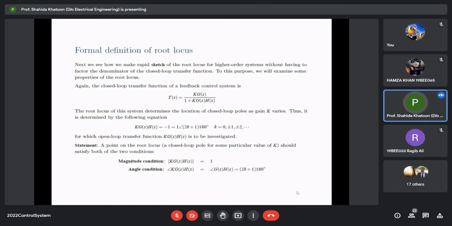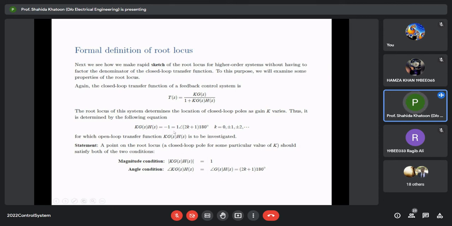Again, the closed loop transfer function of the feedback control system is given by T(s) equal to KG(s) upon 1 plus KG(s)H(s). Okay, so the root locus of this system determines the location of closed loop poles as gain K varies. Thus, it is determined by this equation, KG(s)H(s) equal to minus 1. Because this is the denominator part, the characteristic equation of the system is given by the denominator of the closed loop system equal to 0. Substitute the denominator of the closed loop transfer function equal to 0. So if you substitute this, then we get KG(s)H(s) equal to minus 1.